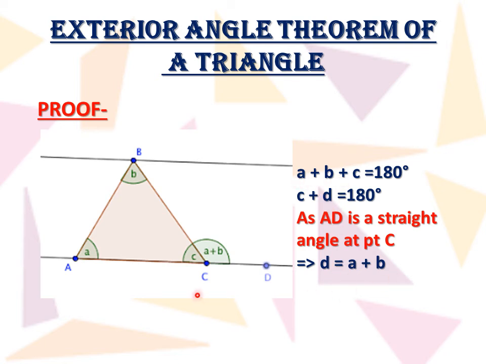So this way we prove that D is equal to A plus B at this point. This exterior angle will be equal to the sum of the opposite interior angles. This is opposite, not this interior. We are considering this exterior angle. So the interior opposite angles and their sum is A plus B.